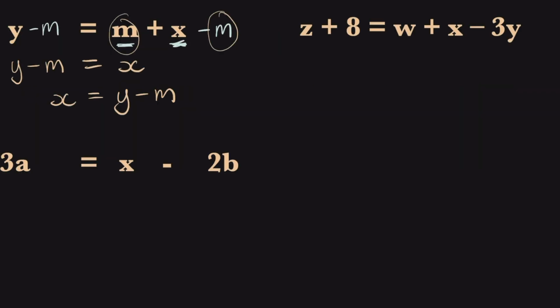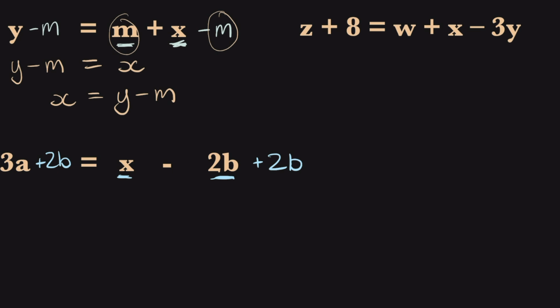Let's have a look at the next one. So this one, we've got 3a equals x take 2b. All right, on the side with the x here, we've also got a minus 2b. So if we added 2b to that, it'll cancel it out. So let's do the same to both sides of the equation. So I'm going to add 2b to that side, and I'm going to add 2b to this side.